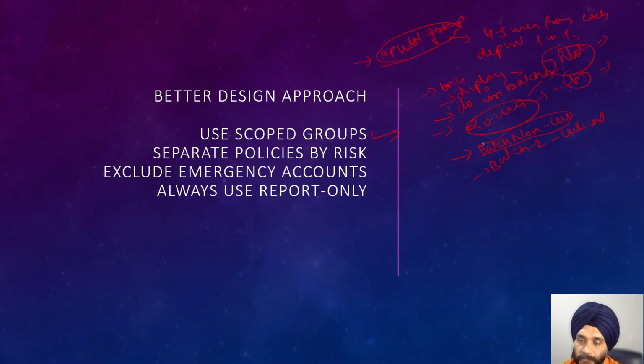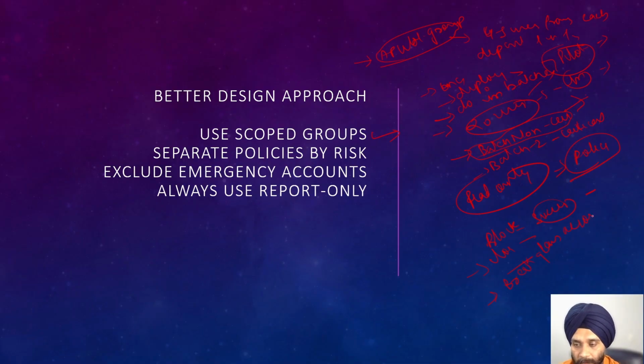For batch two, first use read-only mode to check the impact of the policy. It says block, deny, or success. Verify the logs, and after verifying the logs, confirm, then do that. Exclude emergency accounts, which we already discussed. Break glass accounts should be removed from the policy. Always use report only, which we discussed.